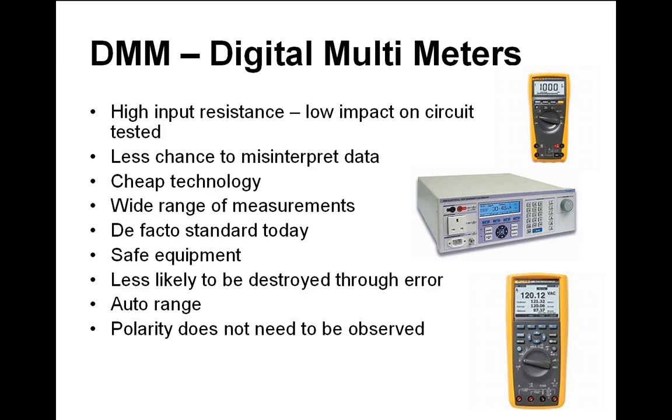Okay, next one is a DMM, and that's probably the one you'll all be familiar with and working with. It's got a high input resistance. Years ago it used to be about 2 megaohms, 2 million ohms. Nowadays it's a bit higher, so 4 or 5, maybe even higher. The problem is, if the internal resistance is too high, it picks up a lot of crap which you don't really want to read, like static and things like that. The beauty is they've got a very low impact on a circuit tested.